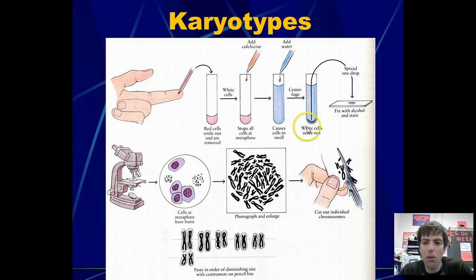Then when you spin it around, all the heavy stuff sinks to the bottom. You put it on a slide, look at it under the microscope, you see a bunch of chromosomes, then you cut those chromosomes out and you line them up to see which chromosomes are missing and which chromosomes you have extra pieces of.